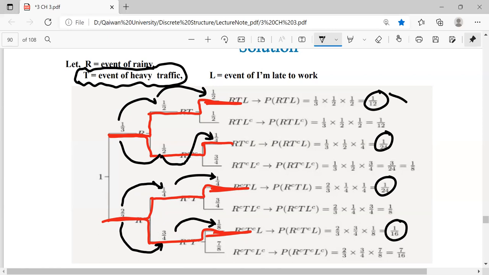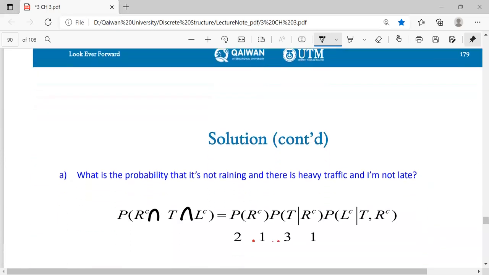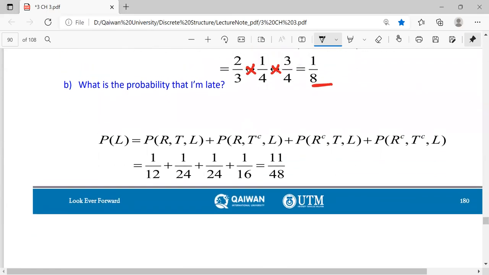We just add these four numbers. We just add the probability of all cases. Probability of the first case is 1/12. In the second is 1/24. In the third one is 1/24. And the fourth one is 1/16. We just add these four numbers. That's it. 1/12, 1/24, 1/24, 1/16, which is 11/48. So the probability that I am late is 11/48.